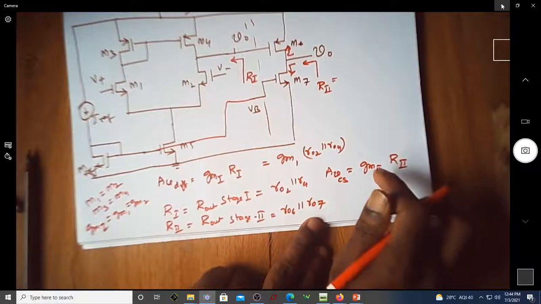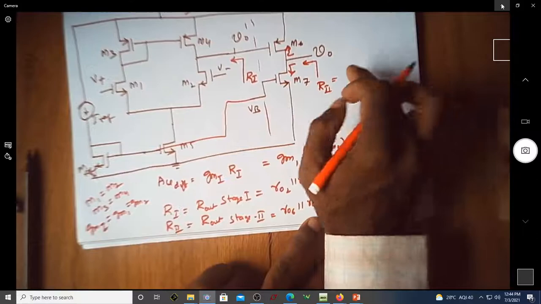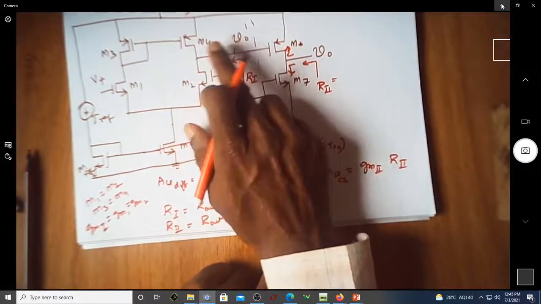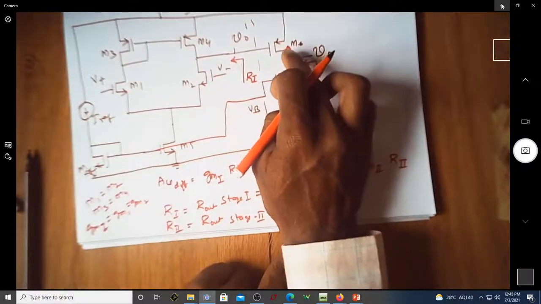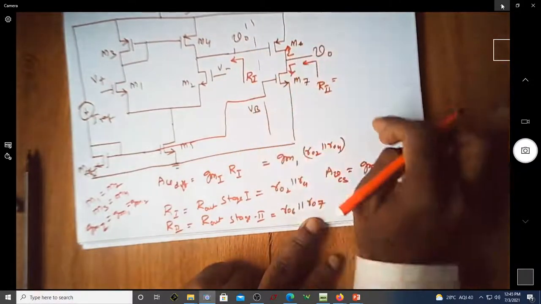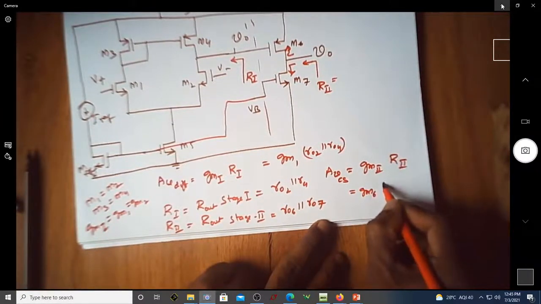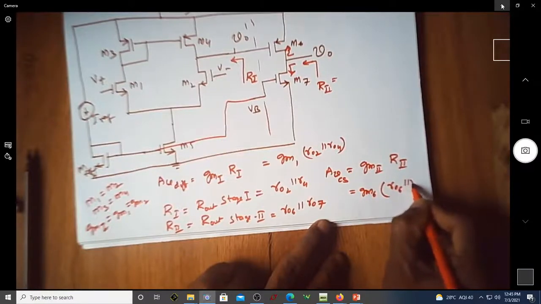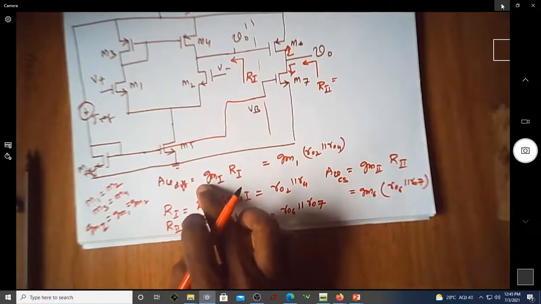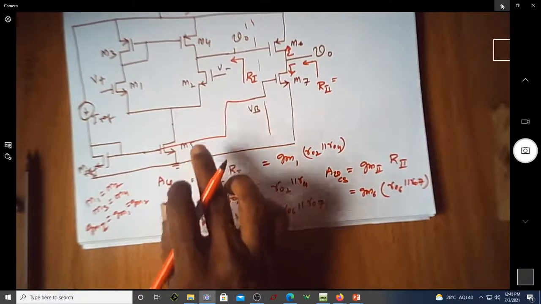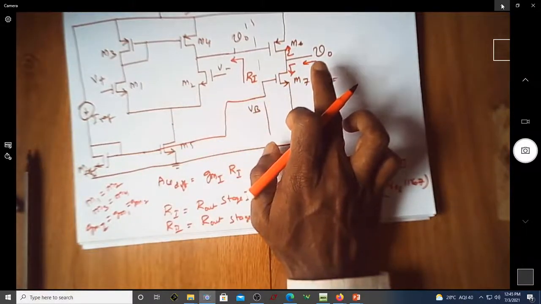So what is now GM2? GM2 is the GM of that transistor to which the AC voltage is applied. You can see V0 dash is the output from your differential amplifier. It will be applied as an AC signal for this circuit. So GM2 is actually GM6, and I can write it as GM6 multiplied by R06 in parallel with R07. These are all the magnitudes of voltage gain of the differential amplifier and voltage gain of the CS amplifier.